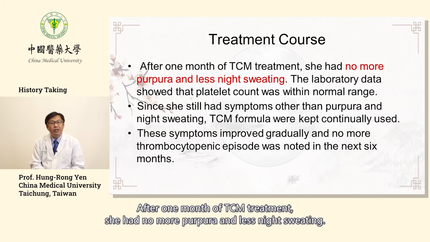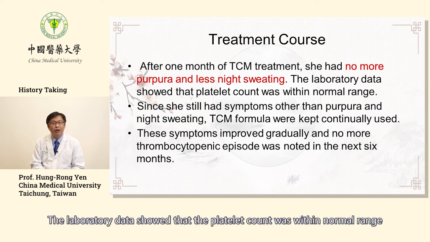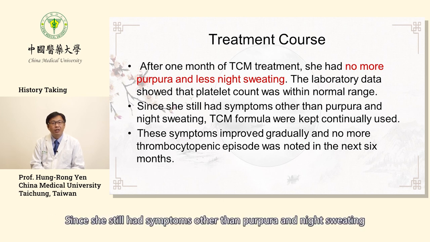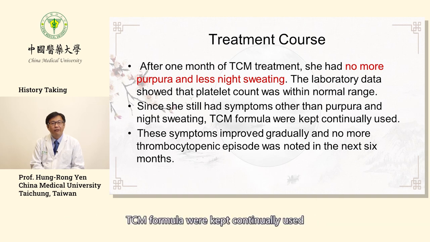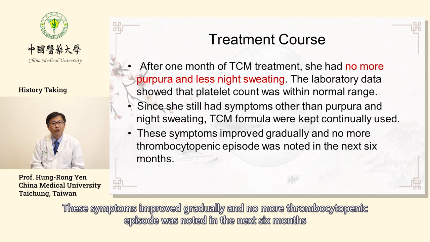After 1 month of TCM treatment, she had no more purpura and no more night sweating. The data showed that the platelet count was within the normal range. Since she still had symptoms other than purpura and night sweating, the TCM formula was kept in continual use. Her symptoms improved gradually and no more thrombocytopenic episode was noted in the next 6 months.